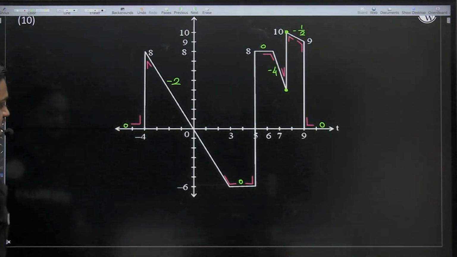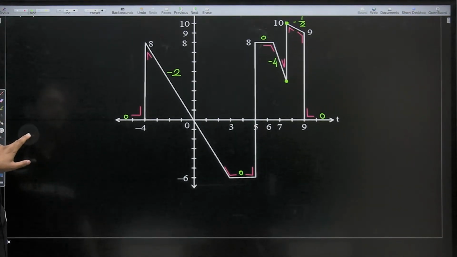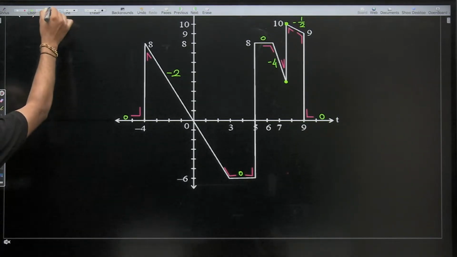Now at t equal to minus 4, there is a sudden change in amplitude as well as a linear change in amplitude, both, guys. So let us write x of t, guys.